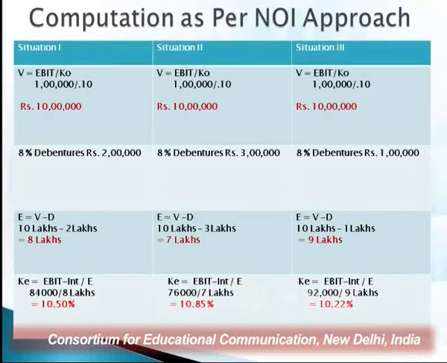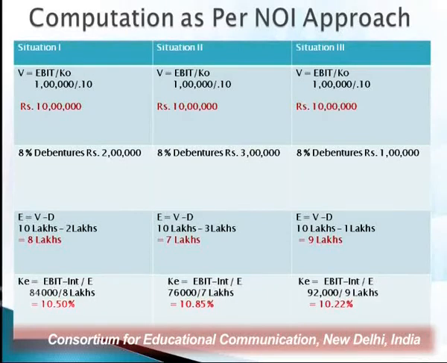For cost of equity, the formula is EBIT minus interest divided by market value of equity. So EBIT was 1 lakh rupees; we will deduct interest out of it, 8% of 2 lakh rupees, which comes to be 16,000. 1 lakh minus 16,000 is 84,000, divided by the market value of equity, that is 8 lakh rupees, and the value comes to be 10.50%. So my dear student, here we have calculated for the existing capital structure the value of firm, market value of equity, and cost of equity.